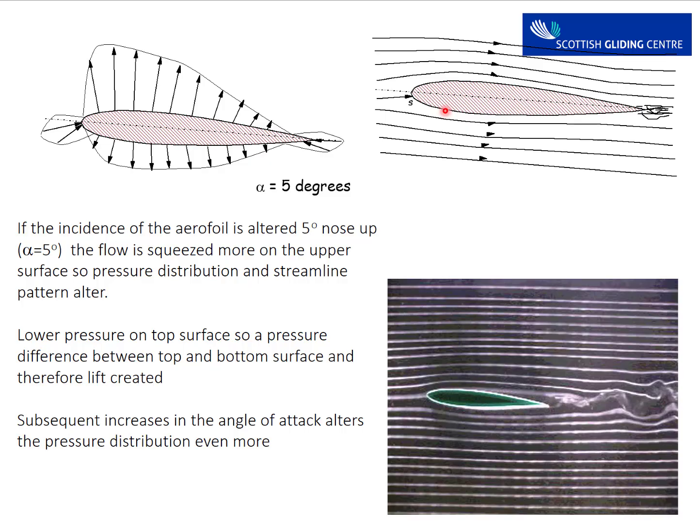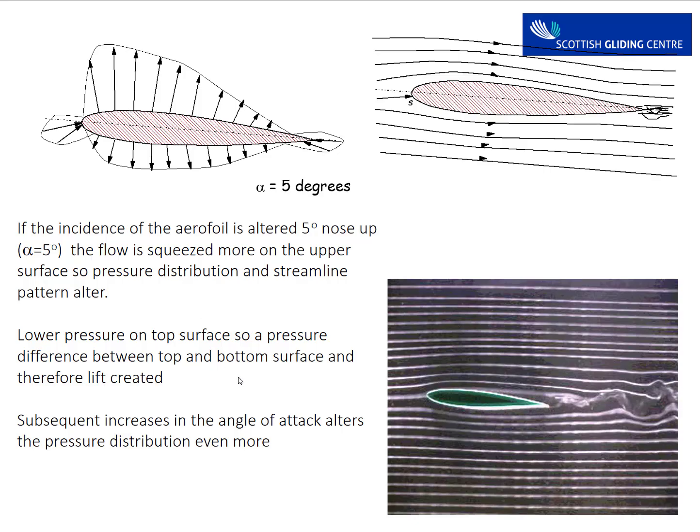On the lower surface the flow isn't squeezed as much, and therefore the pressure drop is not as great. So when I look now, I see that the pressure distribution between the upper surface and the lower surface is not the same. I get a lower pressure on the top, a slightly higher pressure on the bottom, and therefore a pressure difference across the airfoil, and the airfoil is being sucked upwards and we're generating a lift force.